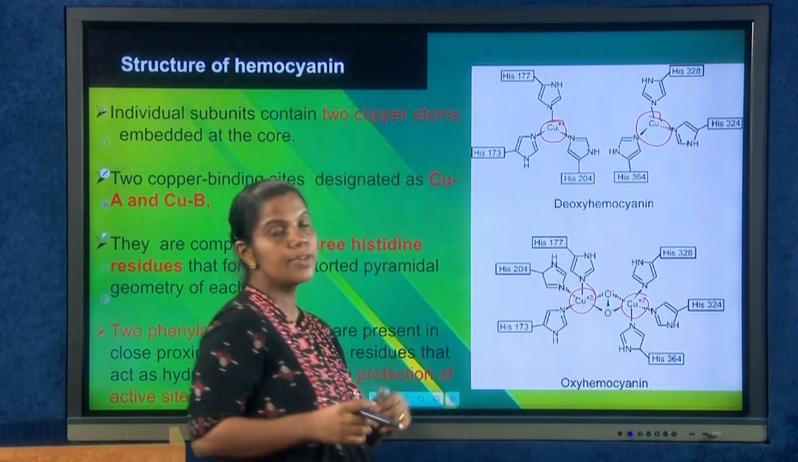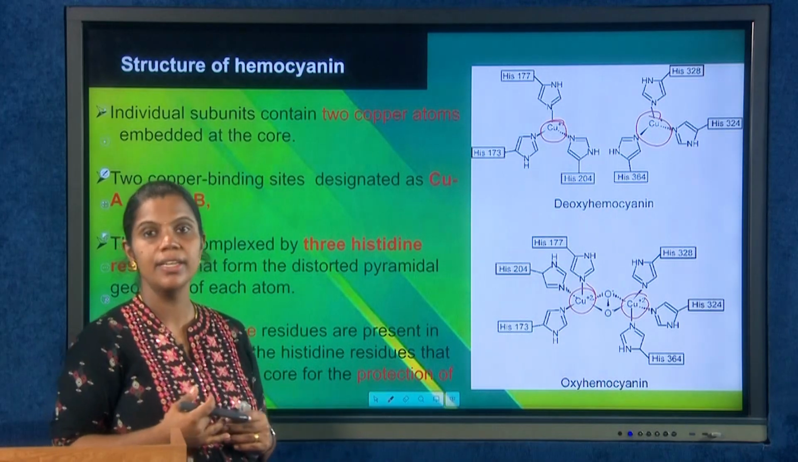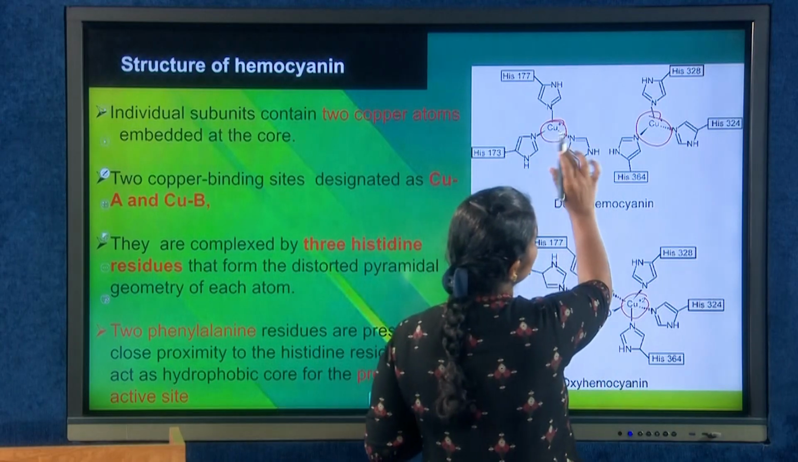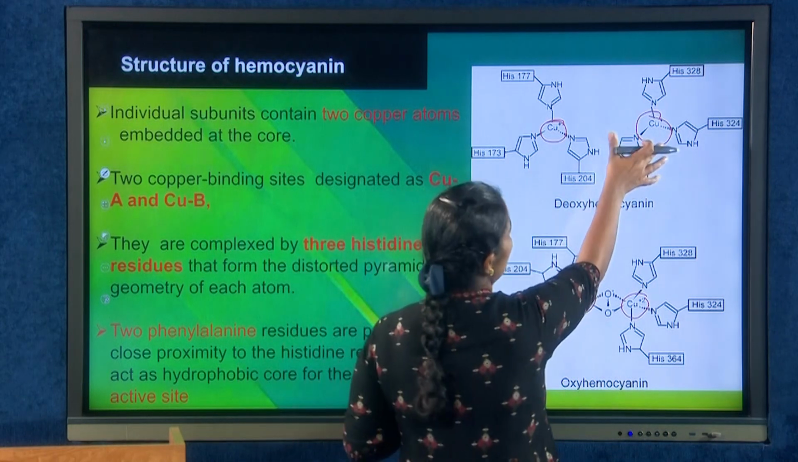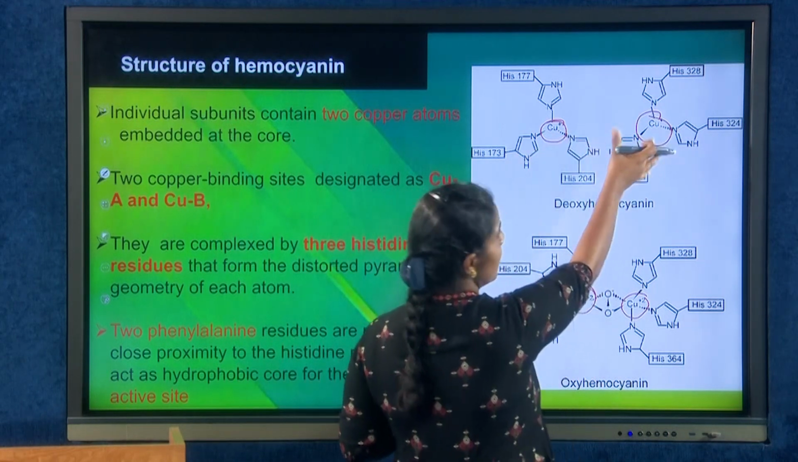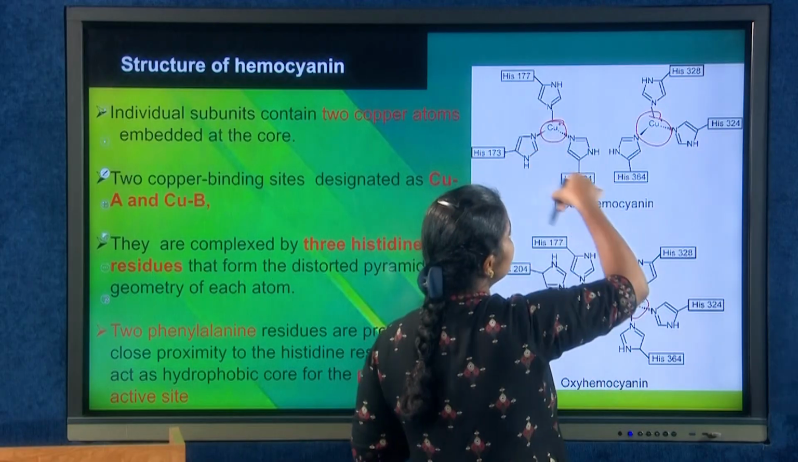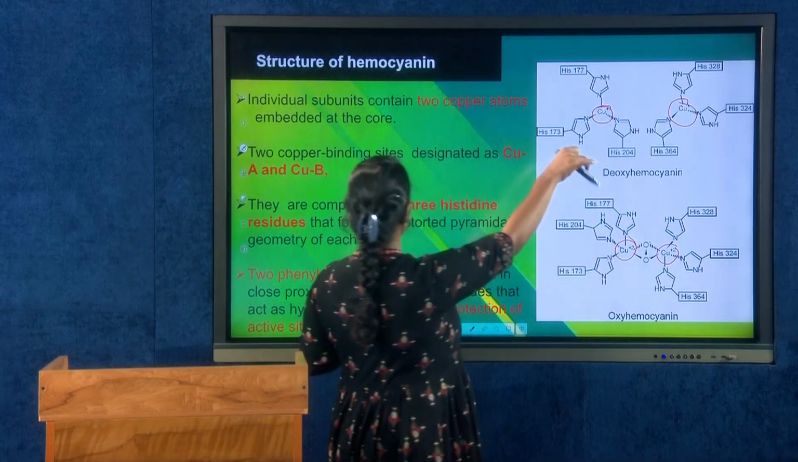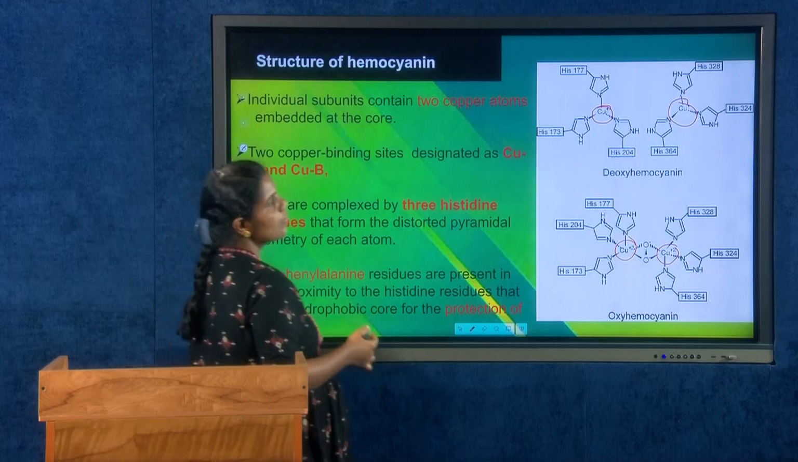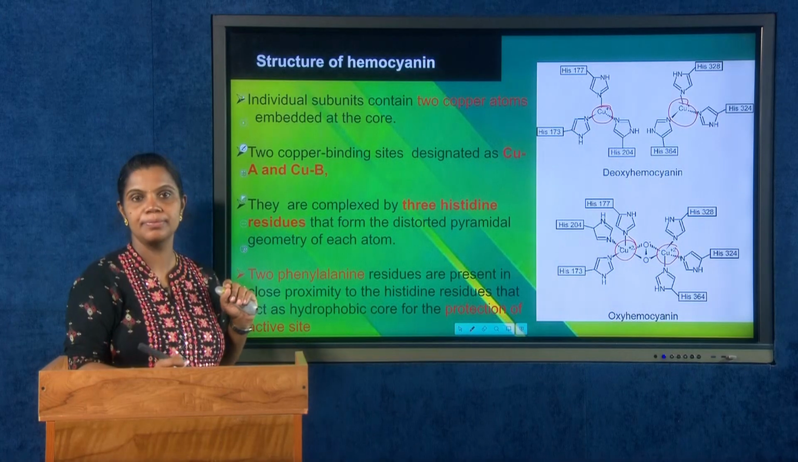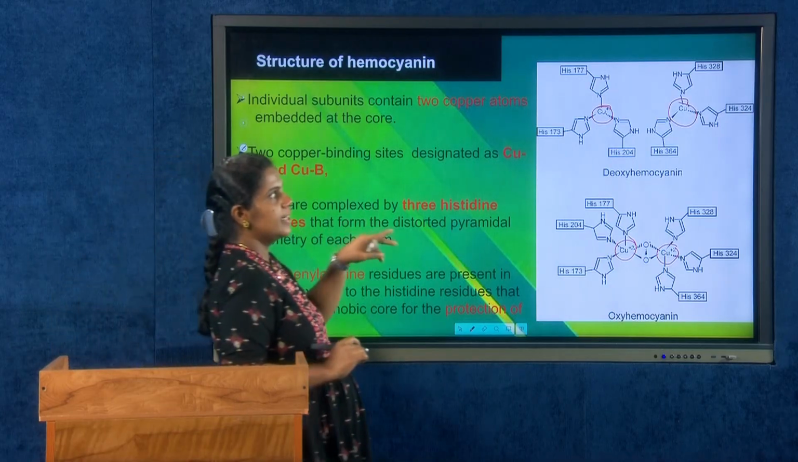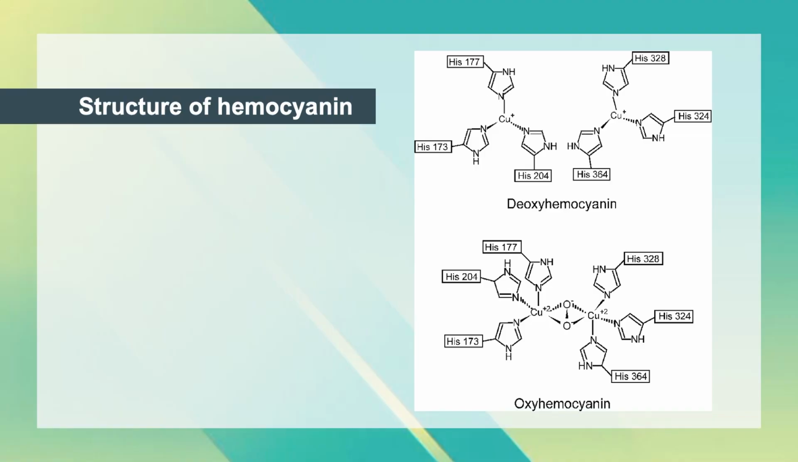In the deoxy form, that is before binding oxygen, copper exists in the copper +1 oxidation state. It is a binuclear copper center, that is the active center, and it is connected to 3 histidine residues, and it forms a distorted trigonal pyramidal geometry. So, the geometry here is a distorted pyramidal geometry, and we have copper +1 at the center.